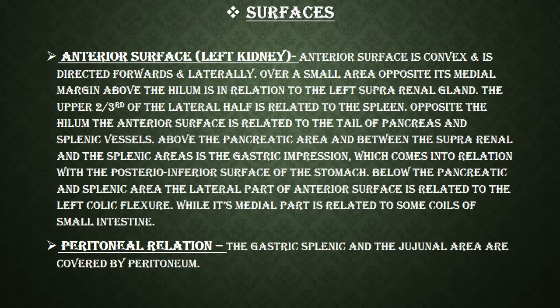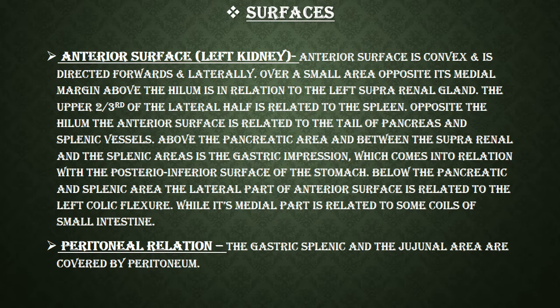Next come the surfaces of the kidney. There are two surfaces: one is the anterior surface and the other is the posterior surface. Now we'll study each surface and their relations, visceral relation as well as peritoneal relation, one by one. First we'll see the anterior surface of the left kidney.